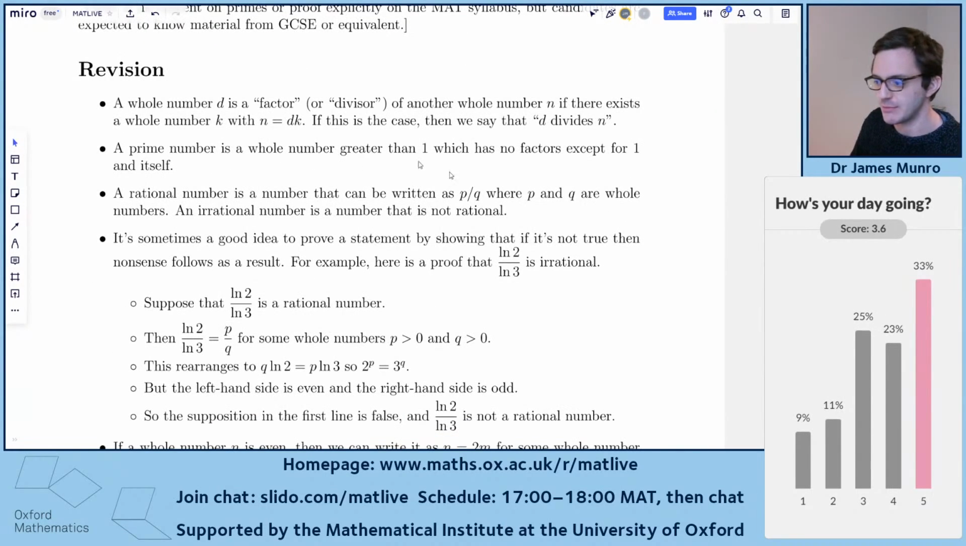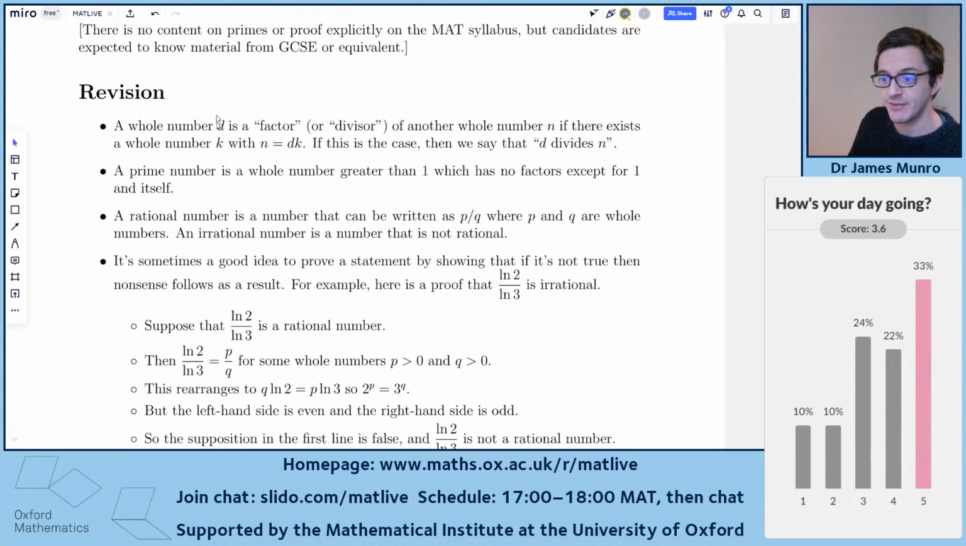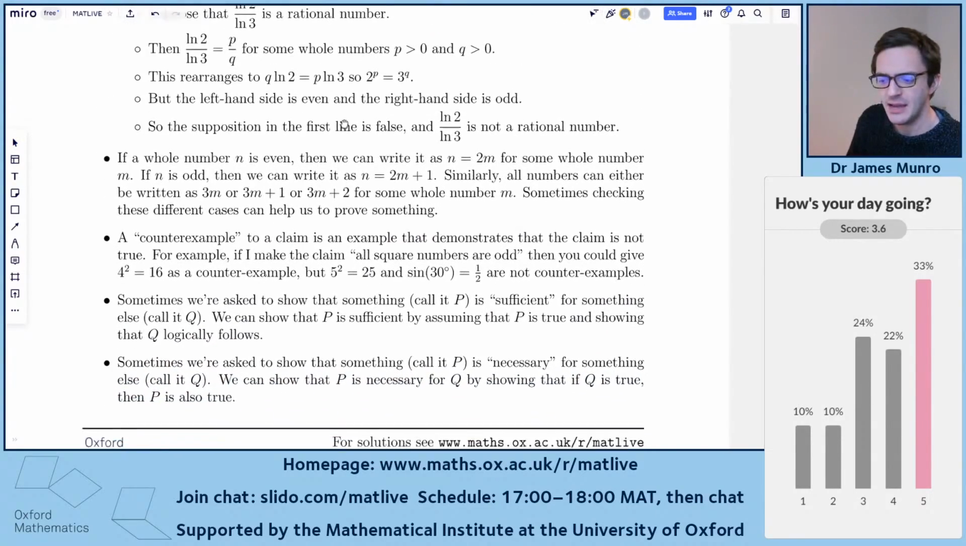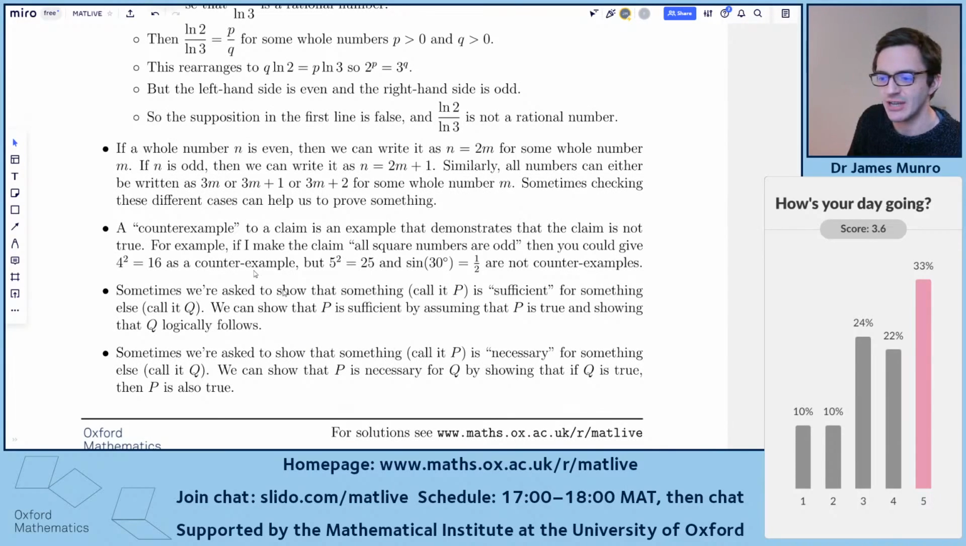Okay, so here's some content on primes and proofs that you're expected to know, even though it's not explicitly on the maths syllabus. Facts about what it means to be prime, what divisors are. You don't have to have seen this proof about things being irrational. This is my example of showing that something's true by assuming the opposite and showing that leads to nonsense, proof by contradiction. And there's words like necessary, sufficient, and counterexample that we're going to explore a bit today as well.